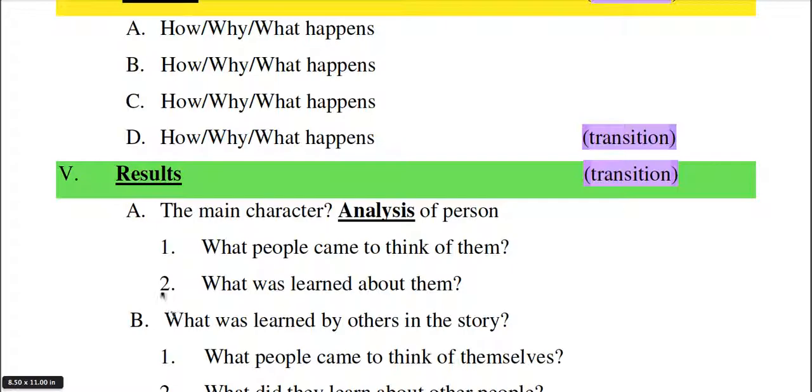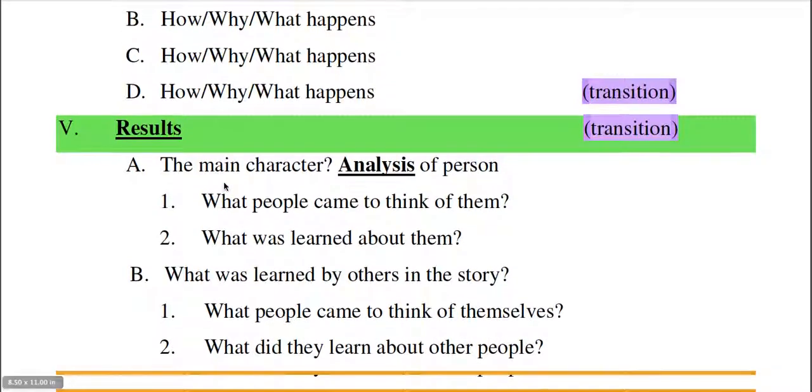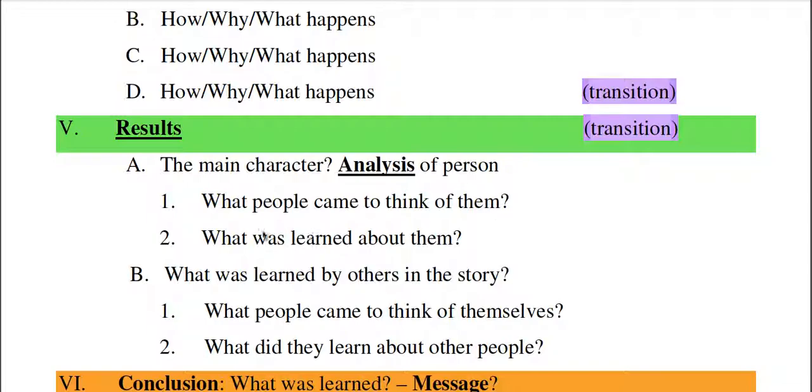And then your fourth paragraph, that's where it starts off with green. You have the results as far as what was the outcome of the solution. Kind of how are you wrapping everything up. So what people came to think about your person, what was learned about them. These are just ideas. What was learned by others in the story, what people came to think of themselves, what did they learn about other people. These are questions that typically if you answer them, it will give you that paragraph.